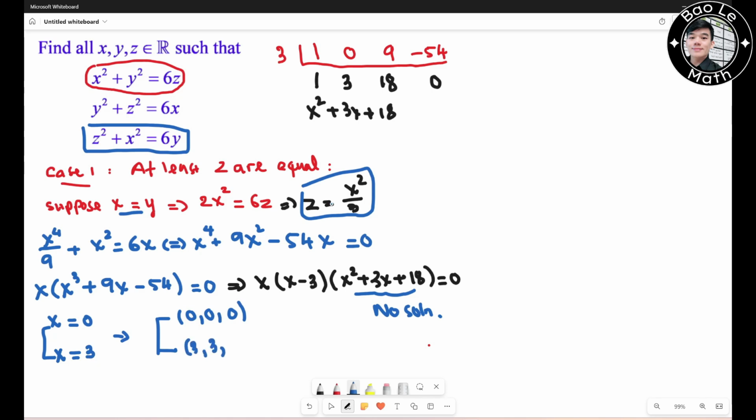Now substitute 3 over here. 3 squared is 9, 9 divided by 3 is 3. So z should be 3. So we have two solutions right here. Alright, we finished the first case. Now we're going to move on to the second case.